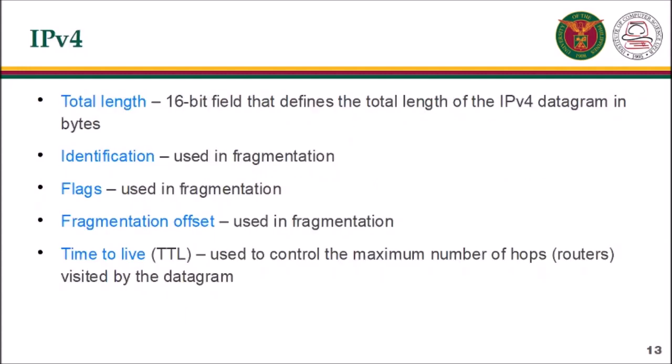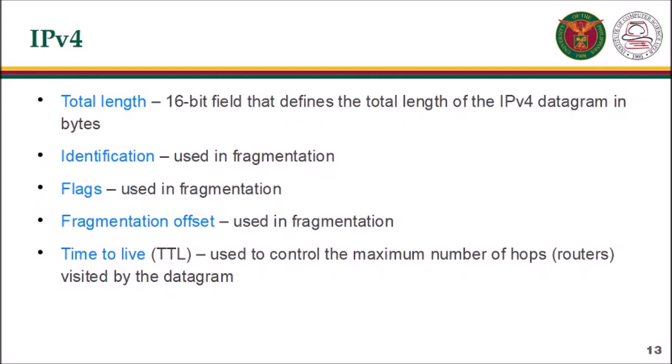The total length field is a 16-bit field that defines the total length, which is header plus data, of the IP datagram in bytes. A 16-bit number can define a total length of up to 65,535. Identification, flags, and fragmentation offset are fields used in fragmentation, which will be discussed later.